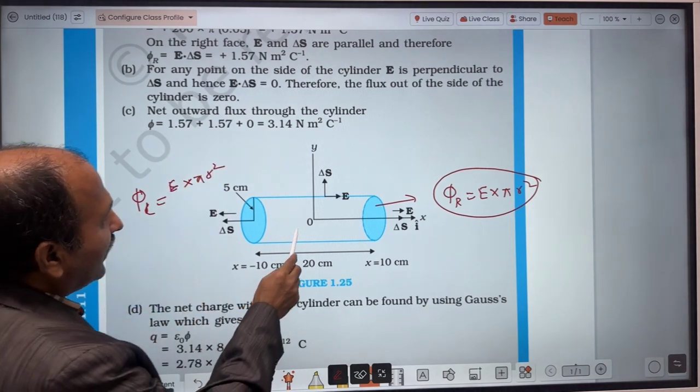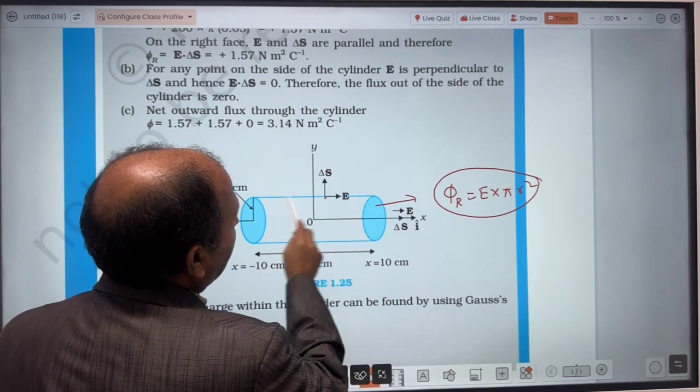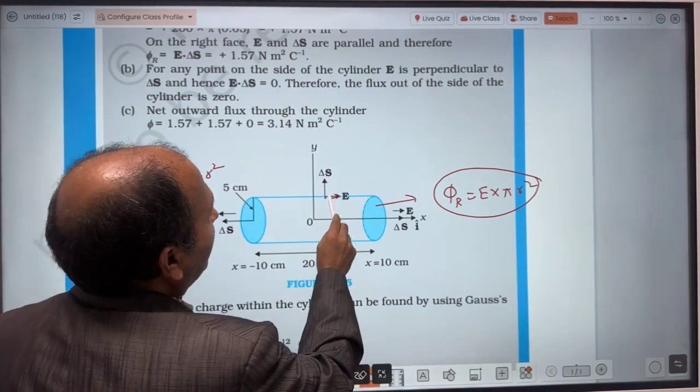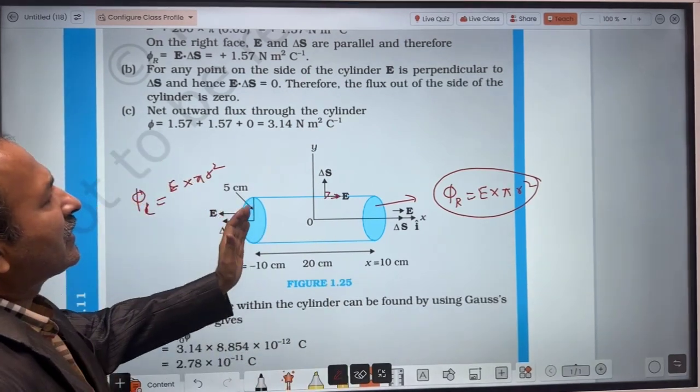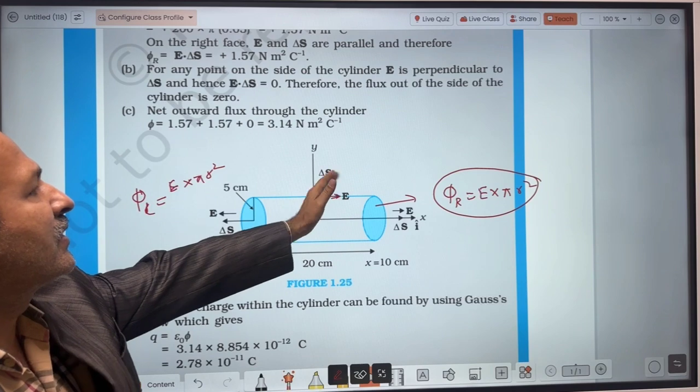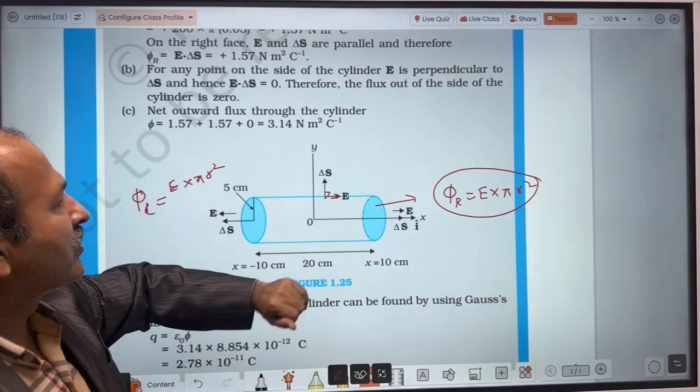Now if we consider this face, the electric field is in this direction and the area vector is perpendicular to it. So when we apply E ds cos theta and make theta equal to 90 degree, the net result will be 0. So here there is no flux.